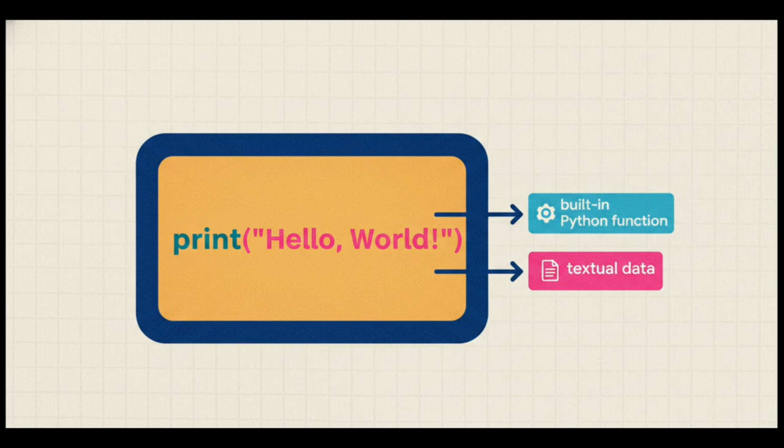The word print is a built-in Python function. You can think of a function as a reusable block of code that does one specific job. And the specific job of the print function is simply to display information on your screen. Now notice the text inside the parentheses. It's wrapped in quotation marks because it's a string. That's really just a fancy way programmers say textual data. Basically, anything you place inside those parentheses and quotes gets served up visibly right on your screen.